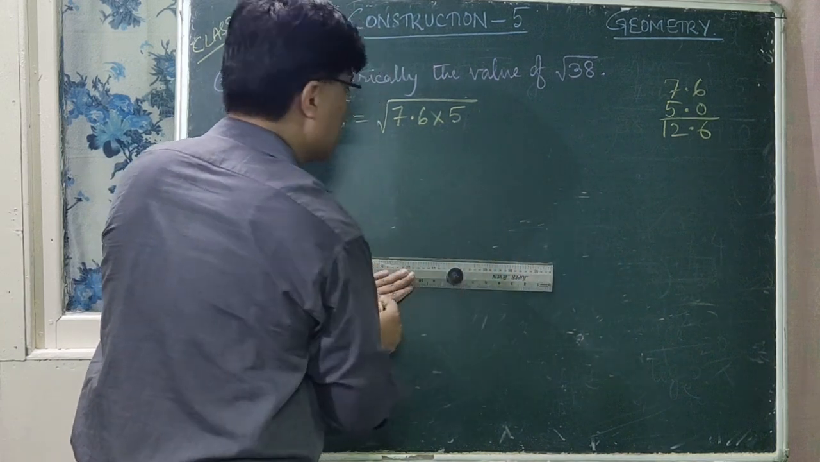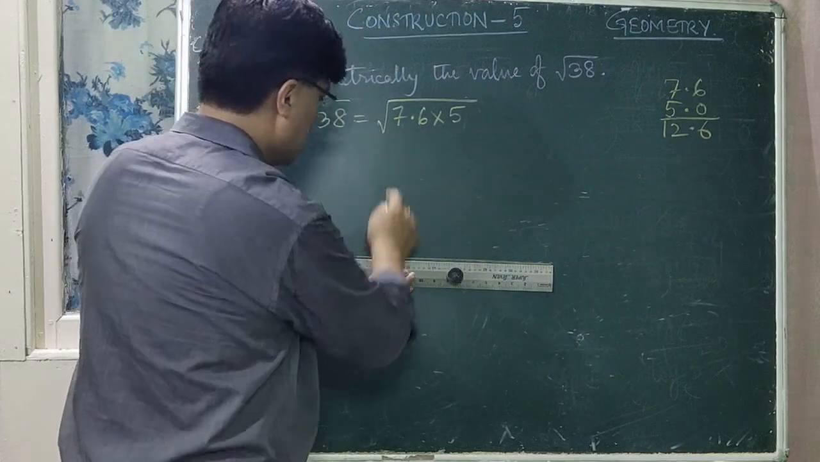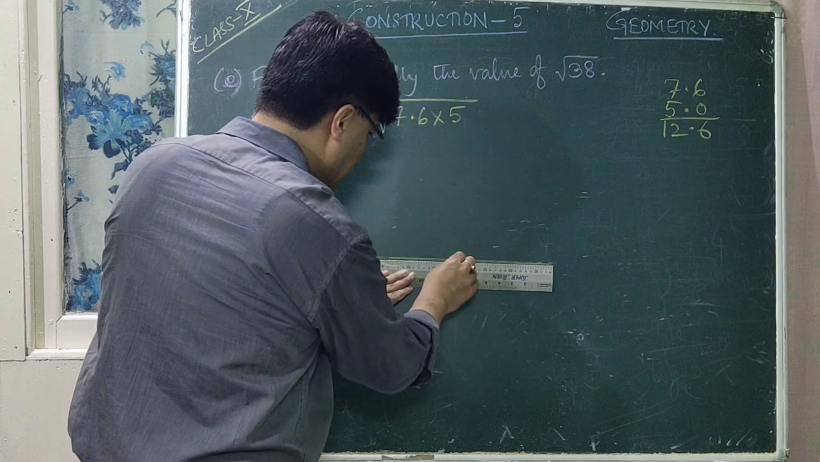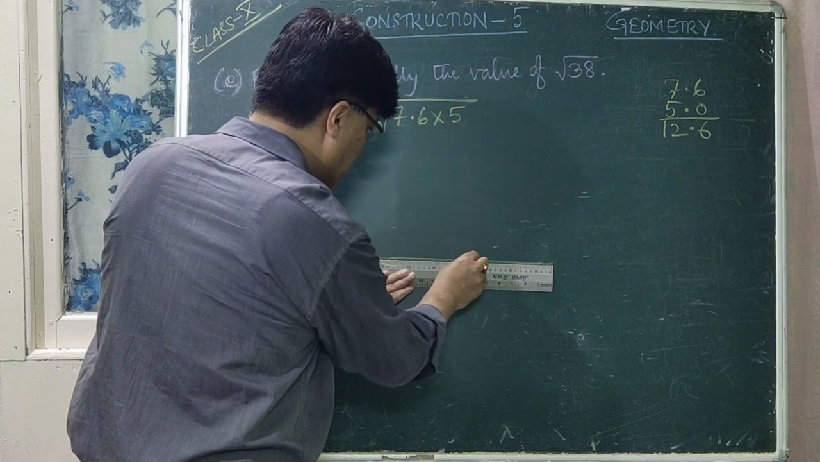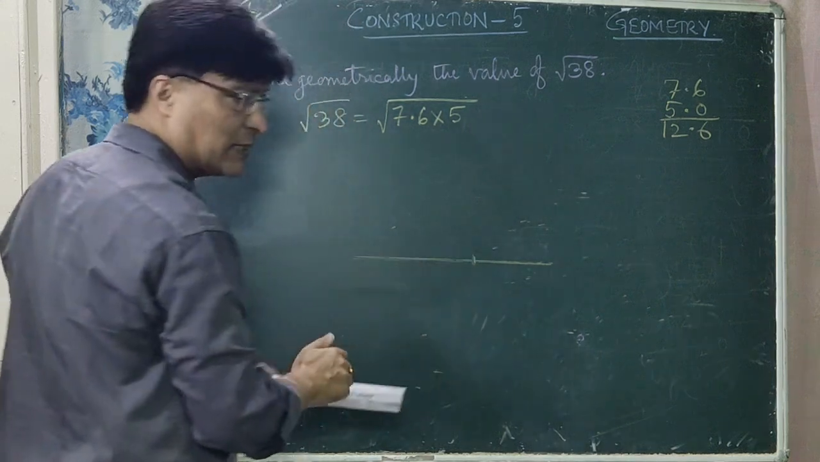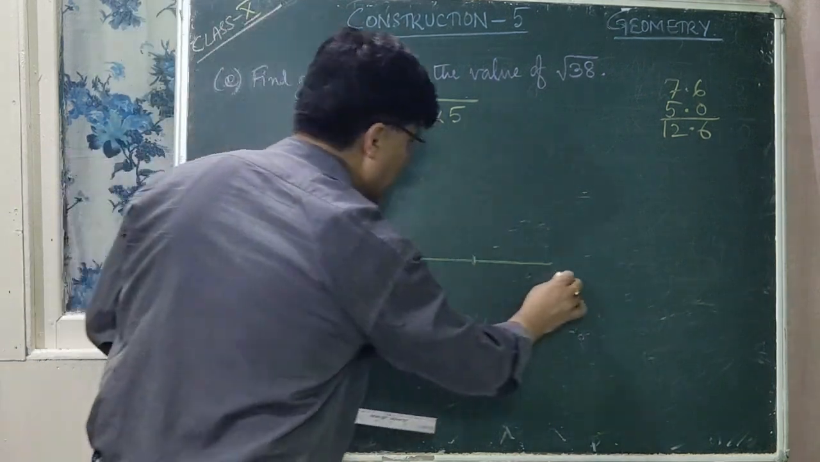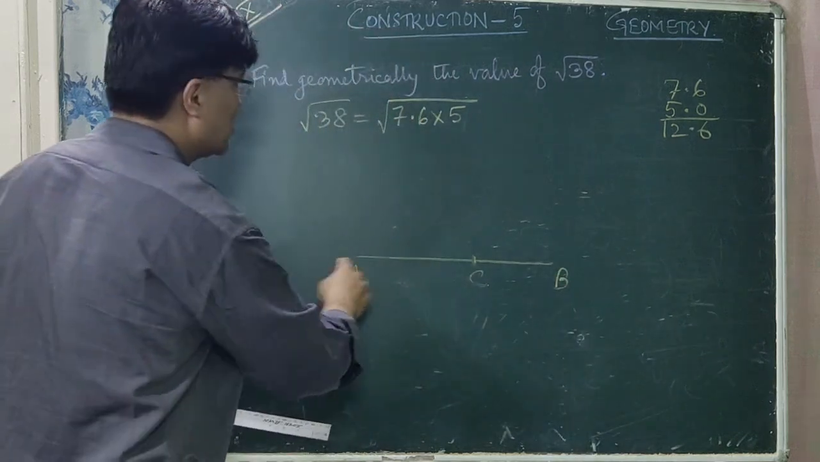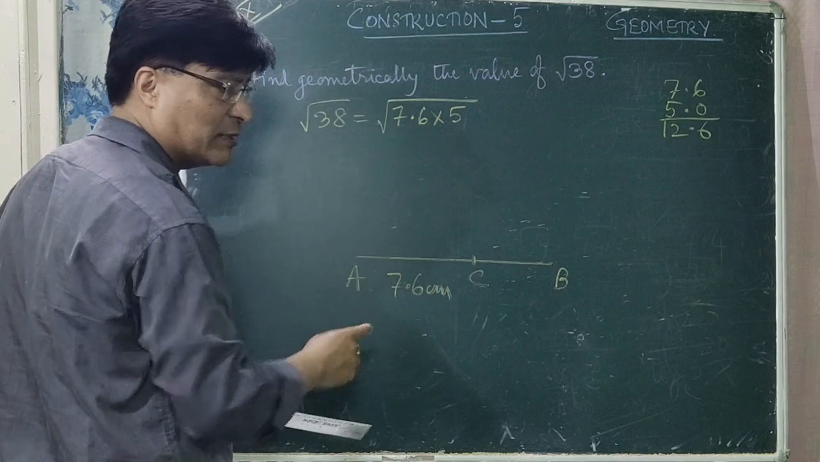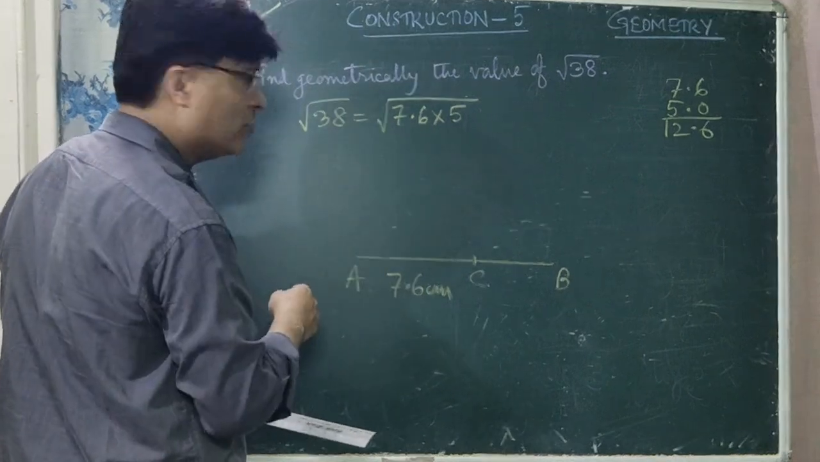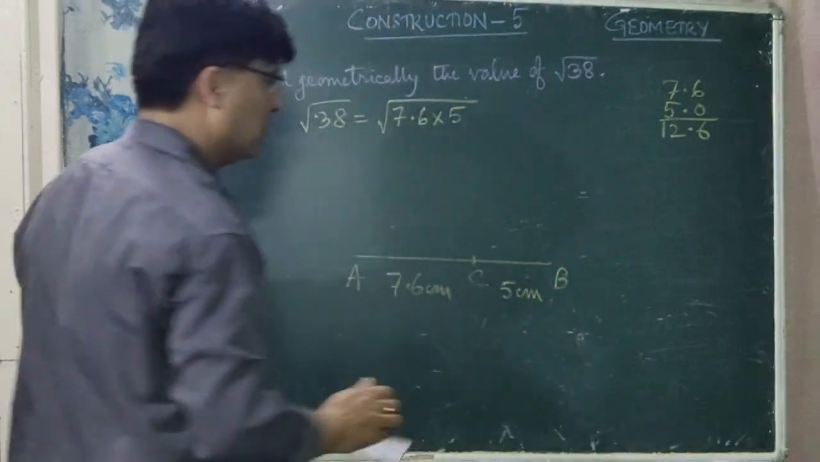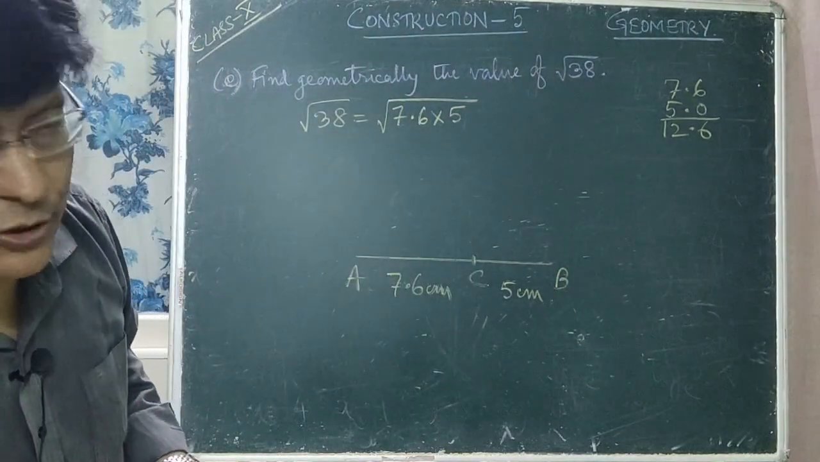Suppose this is your 12.6 centimeter, right? 7.6, 7 and 6. Suppose this is your 7.6 here. You know how to measure this length, isn't it? So this is AB and this is C. So AC is of length 7.6, and you can write here centimeter because this is in terms of centimeter unit. And what is the CB length here? It is 5 centimeter. So I think you have understood it.